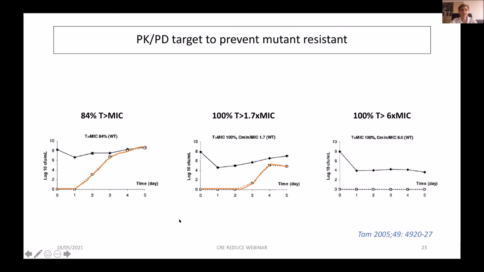And you can see here from preclinical data that a time above the MIC of 1 will ensure efficacy, but you will quickly have resistance at this level of concentrations. Whereas when you target higher concentrations, up to 6 times the MIC here, you will prevent resistance and have clinical efficacy.